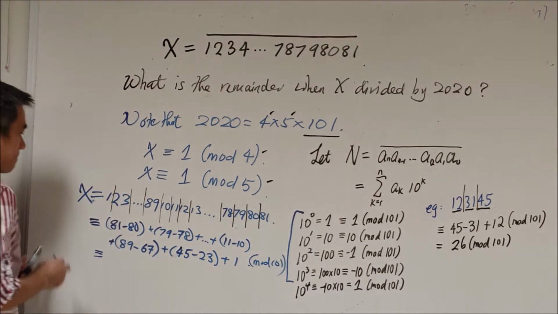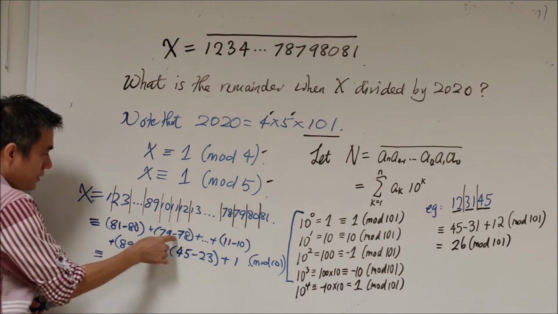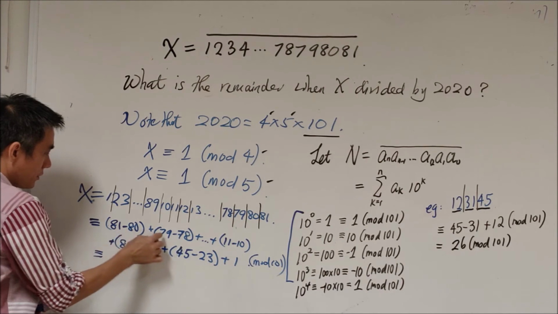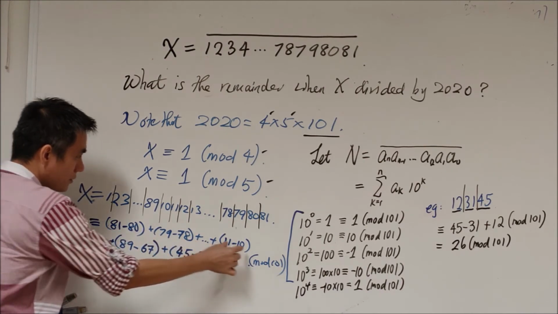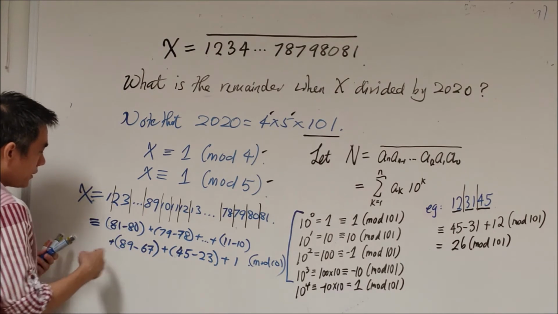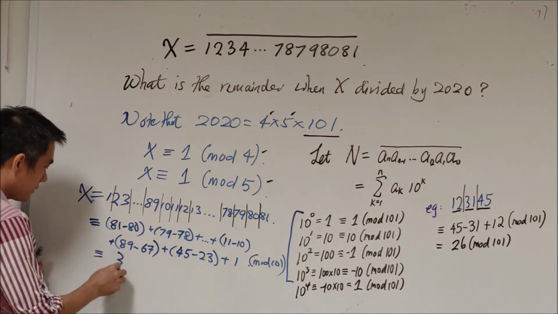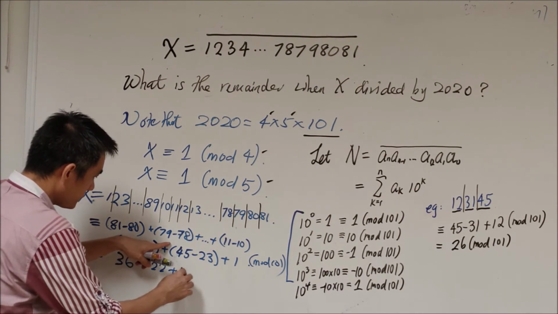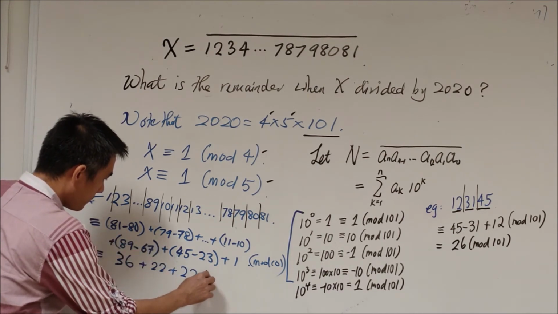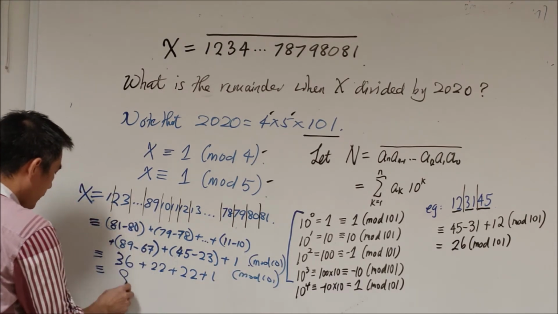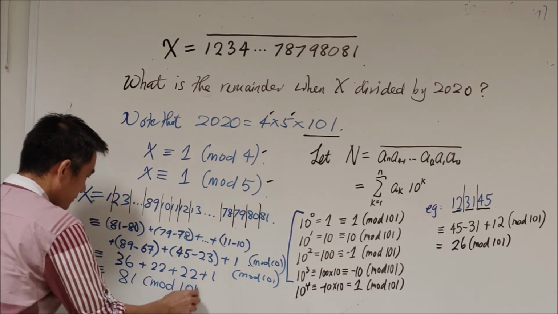And for this, each of these pairs in the first row will contribute 1. This will be equal to 1, 1, 1, and how many of them? If you calculate it, it should be altogether 36, plus 22, plus 22, and plus 1. This will be congruent to 81 mod 101.